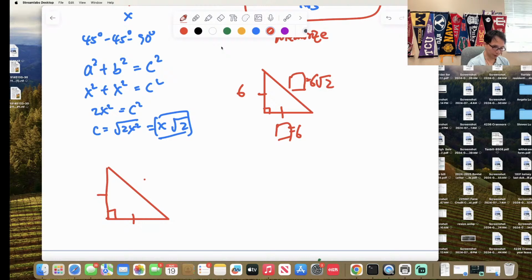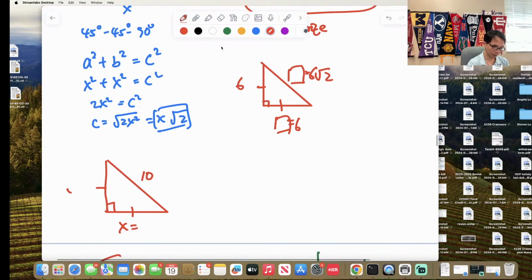Congruent, congruent. This is size 10. Will be the here and will be here, right?